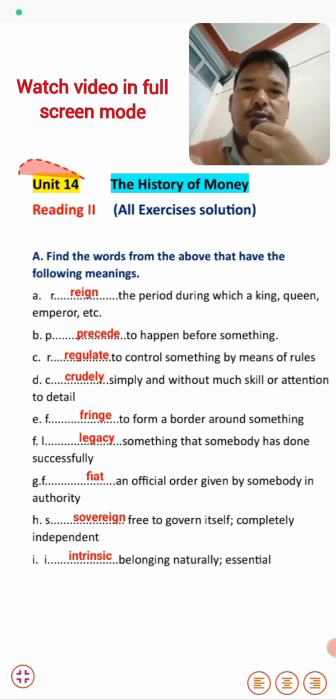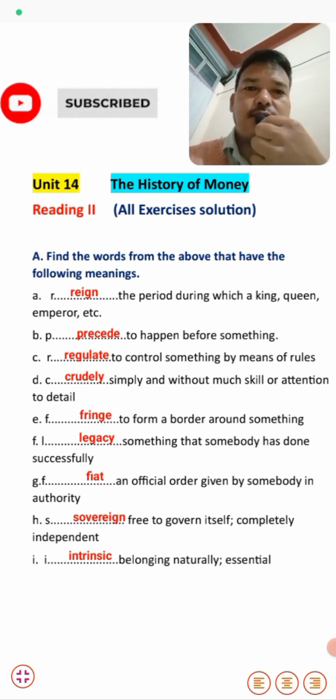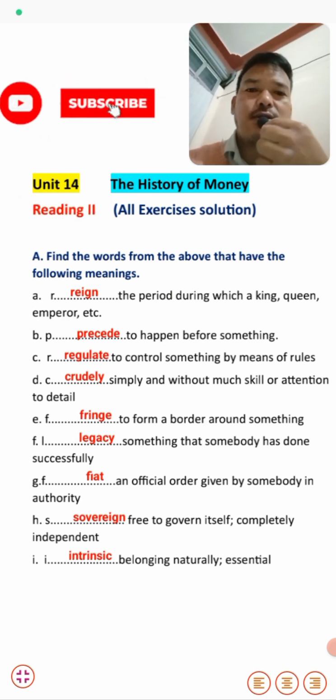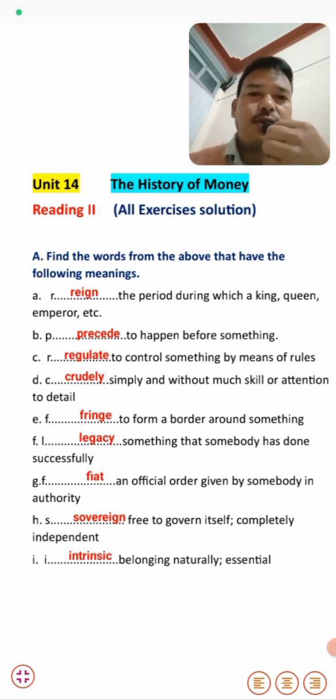Students, today it's unit number 14, Reading 2, part "The History of Money". In today's class, we will discuss all the exercise solutions of the reading part. Students, as we have already discussed the text and comprehension in the previous video, I hope you have understood that. Now today it's time to discuss all the exercise solutions, grammar, speaking and writing part.